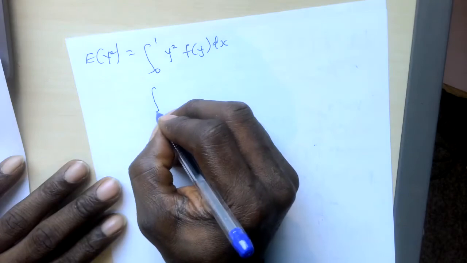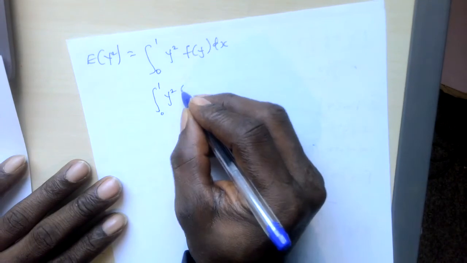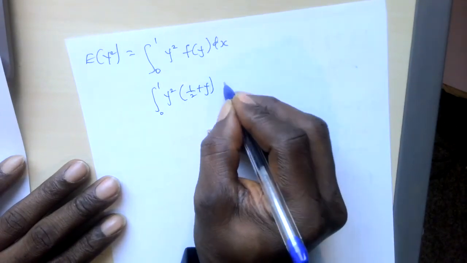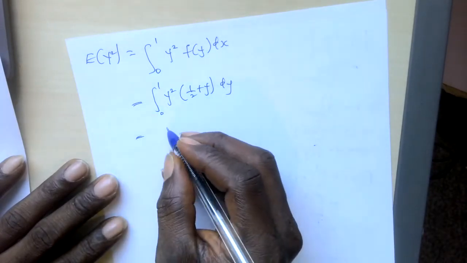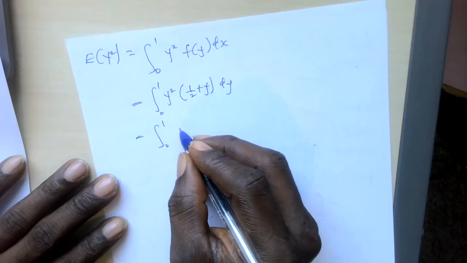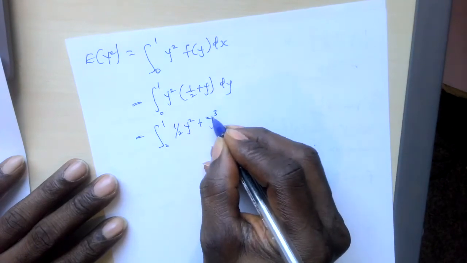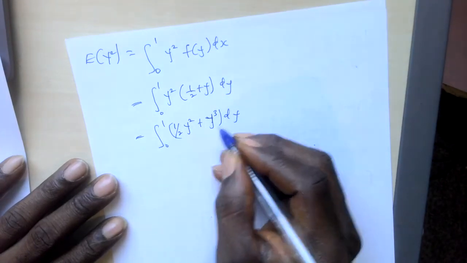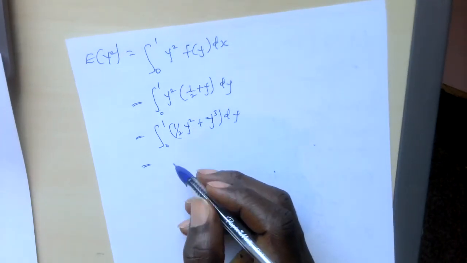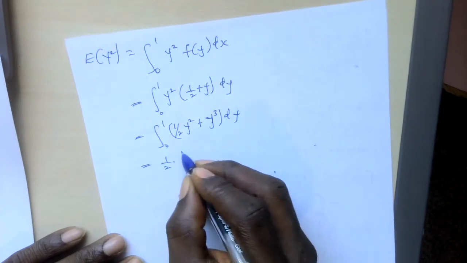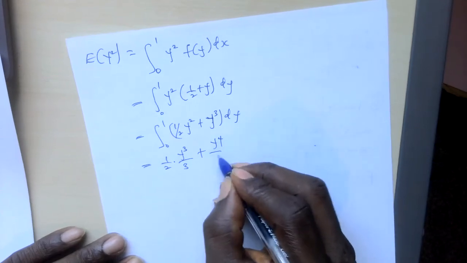So that gives us the integral from 0 to 1. What's f of y? We have 1 over 2 plus y dy now. So from here we have the integral from 0 to 1 of half y squared plus y cubed dy. Once you integrate this, y cubed over 3, 1 over 2 y cubed over 3 plus y to the 4 over 4.